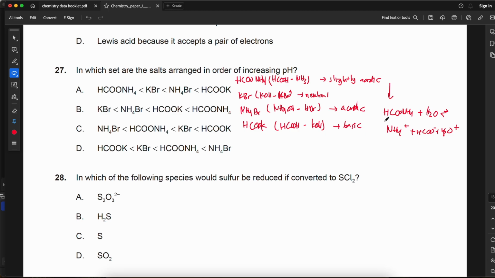KOH and KBr fully dissociate, so they completely neutralize. Thus, HCOONH4 is slightly acidic, resulting from the reaction of the ammonium ions. Therefore, the answer will be this one. So NH4Br is acidic, and then HCOONH4 is slightly acidic, and then it goes to neutral, and then it goes to basic. That's why the answer is C.